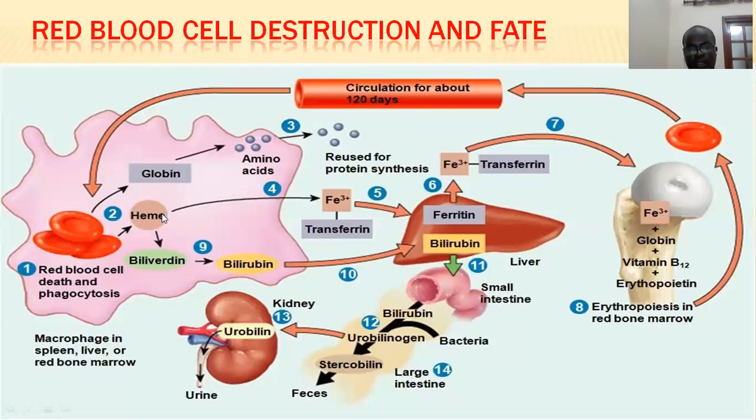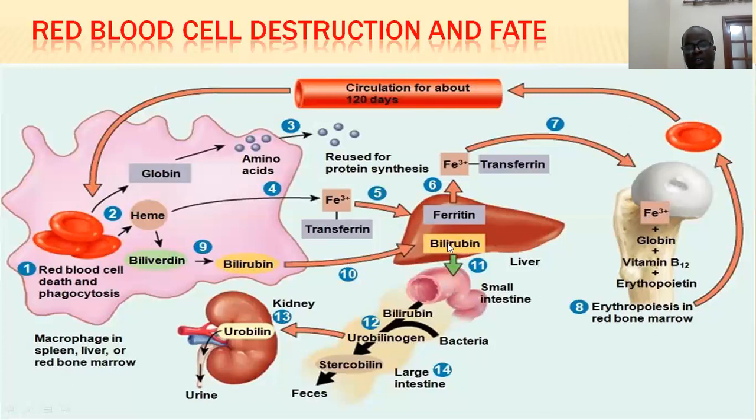The iron part will be stored as ferritin within the liver or other tissues. Then if it's required, it will be transported in circulation by transferrin. This transferrin will transport the iron to the liver. Then the liver is going to convert it into ferritin, like I said. This ferritin can be used by the bone marrow for more synthesis of the heme group. So you can see that. But the heme is also converted into biliverdin. The biliverdin will be converted into bilirubin within the macrophage, and the bilirubin will be released into circulation.